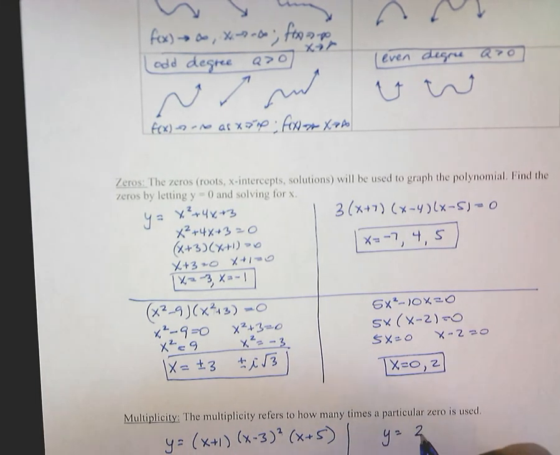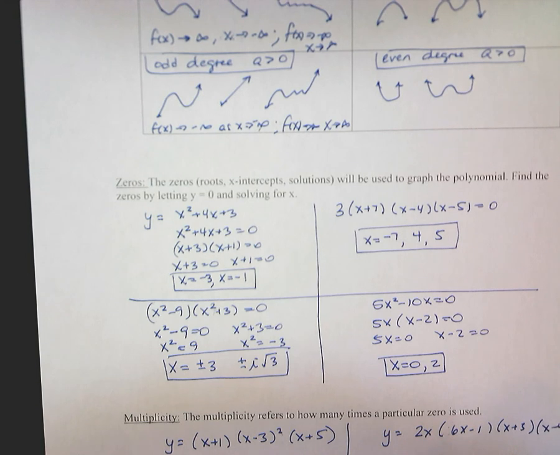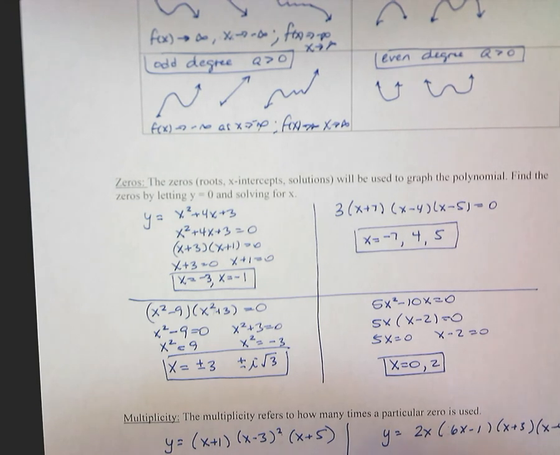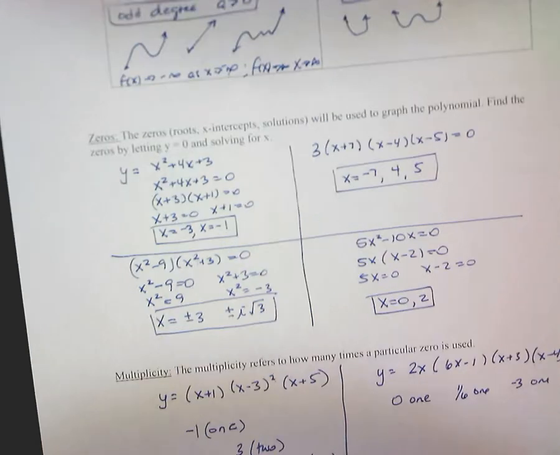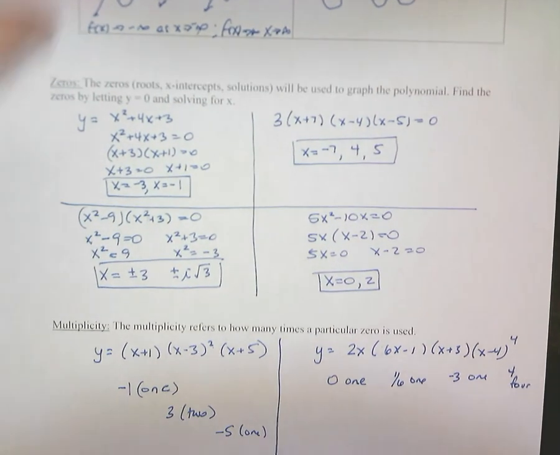If I had 2x, let's make this 6x minus 1, x plus 3, and x minus 4. Let's make this to the 4th power. So I have 0 used once. I have 1/6, 1 divided by 6, used one time, negative 3 used one time, and a positive 4 used 4 times. So the multiplicity is how many times it is used. Sorry, I didn't realize I hadn't picked that up.